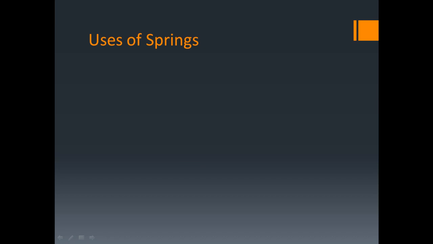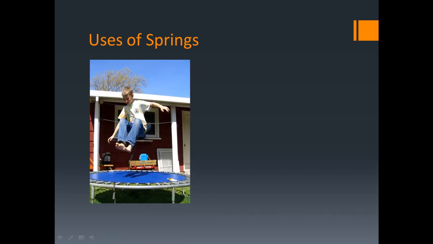Uses of springs. Springs are widely used in our daily lives. There are so many things around us which have springs inside them. In few of the things, the springs are visible. In few of the things, the springs are not visible. What is this? What is the boy doing? Yes, he is jumping on something. Have you ever observed the thing? Maybe you have played. Yes, it's a trampoline.